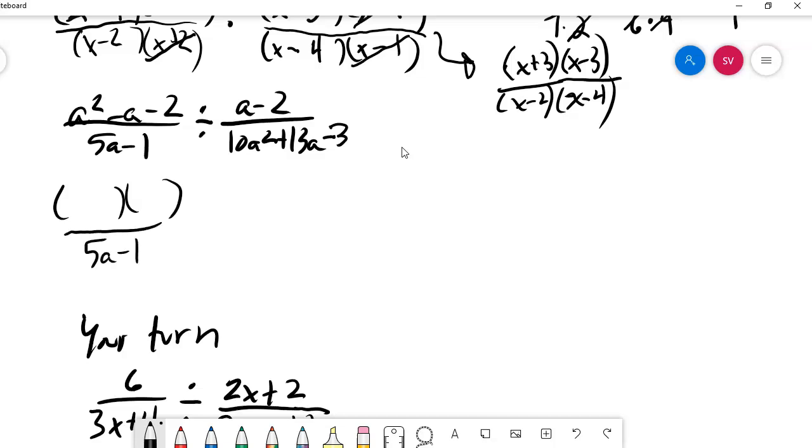5a minus 1, a and a, minus 2 plus 1. We already discussed similar problems like this, so please go back and check if you're not sure on the factoring here. Here, we're going to switch the division sign to multiplication, then you take the flip of the second fraction, so now the denominator is now the numerator.